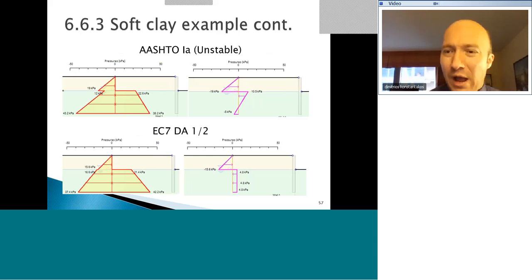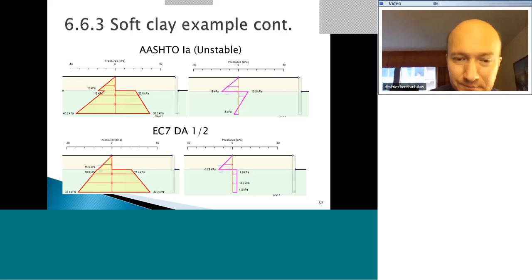So you follow AASHTO load combinations. Let's say you have to do something right next to a bridge. They're going to tell you, oh, this is unstable. You have to spend $1 million as well to do soil improvement for this excavation.